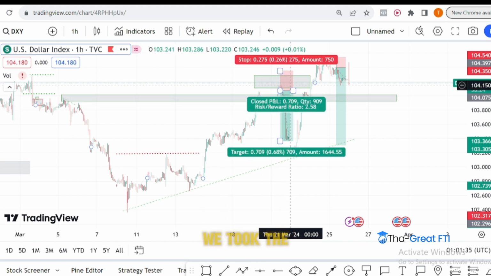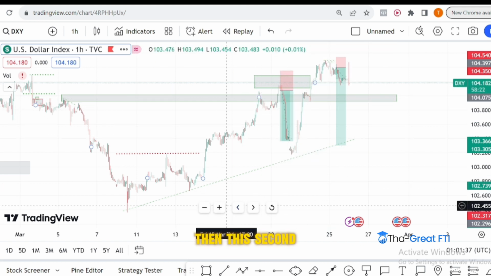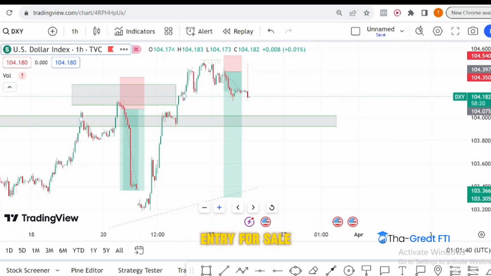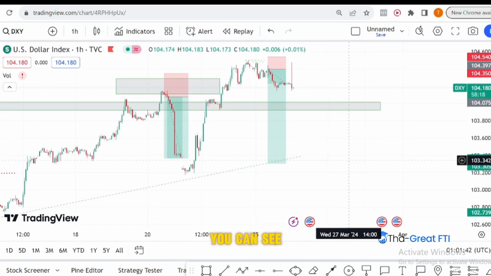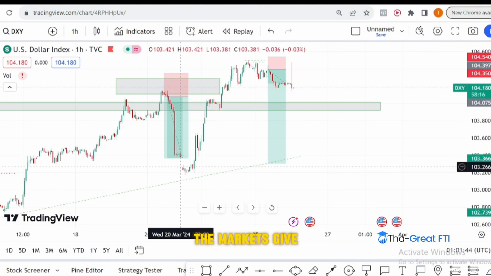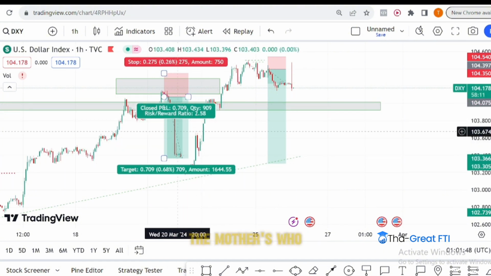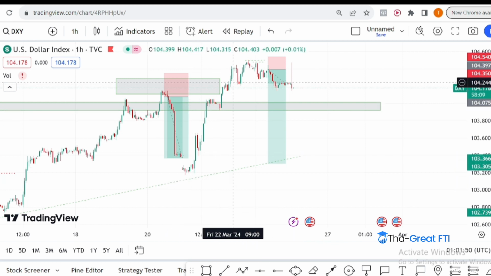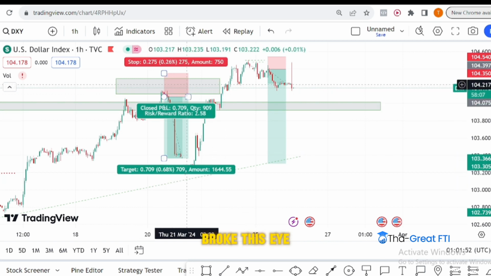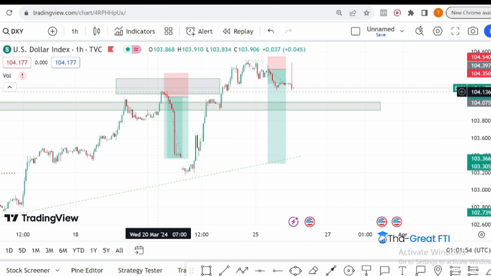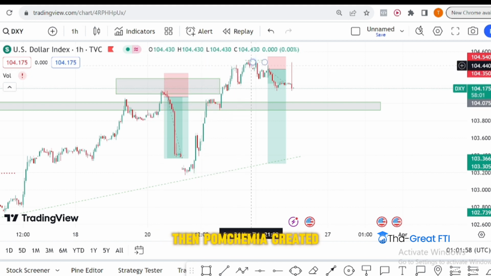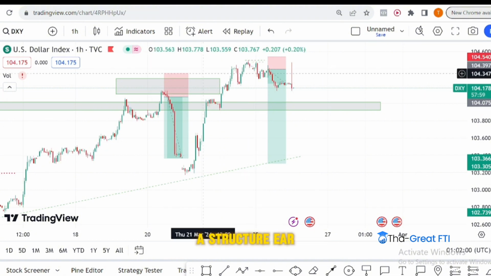So now, boom, we took the first trade. Then this second entry for a sell, you can see what the market did. The market came here. I think it was the news that gave us this push. The market sold, then broke this high, broke this high, then boom, came here, created a structure here.